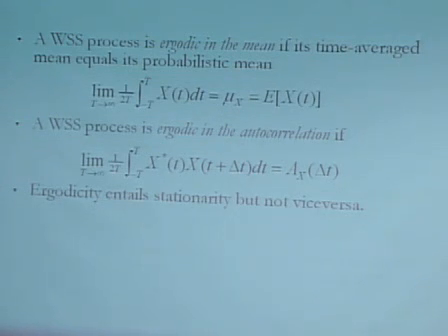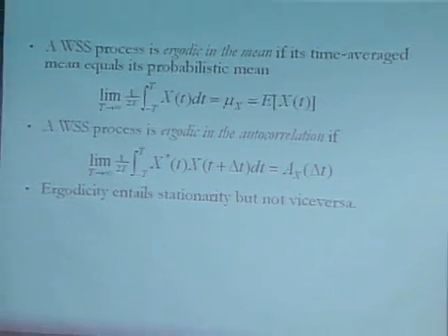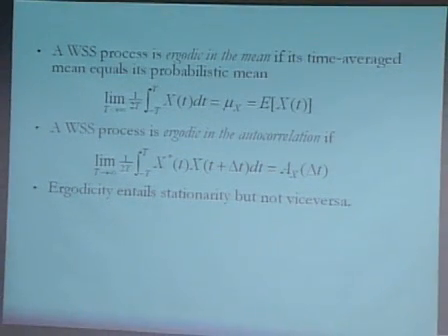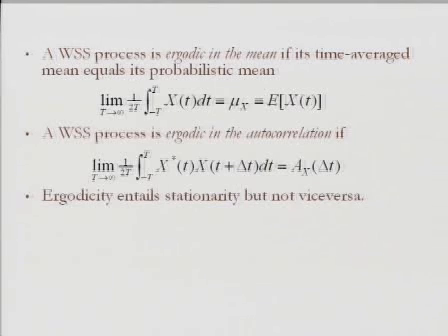The probabilistic mean is to take the value at some point in time and take an average over all possible realizations. If these two quantities are one and the same, so mathematically, if the limit for t going to infinity of the integral between minus t and plus t of x of t divided by 2t, that's the temporal average. We integrate over time and divide by the duration. If that equals the expected value, then we say that this process is ergodic in the mean.